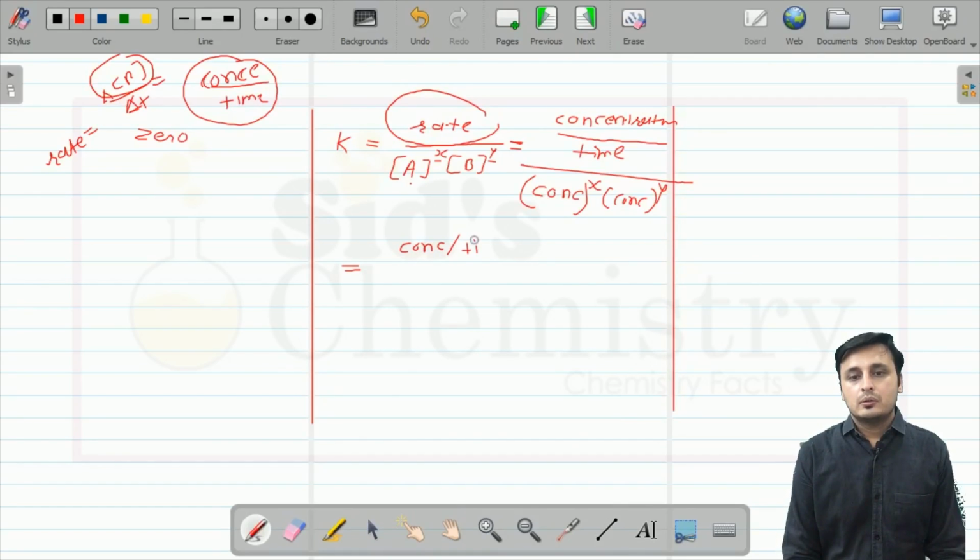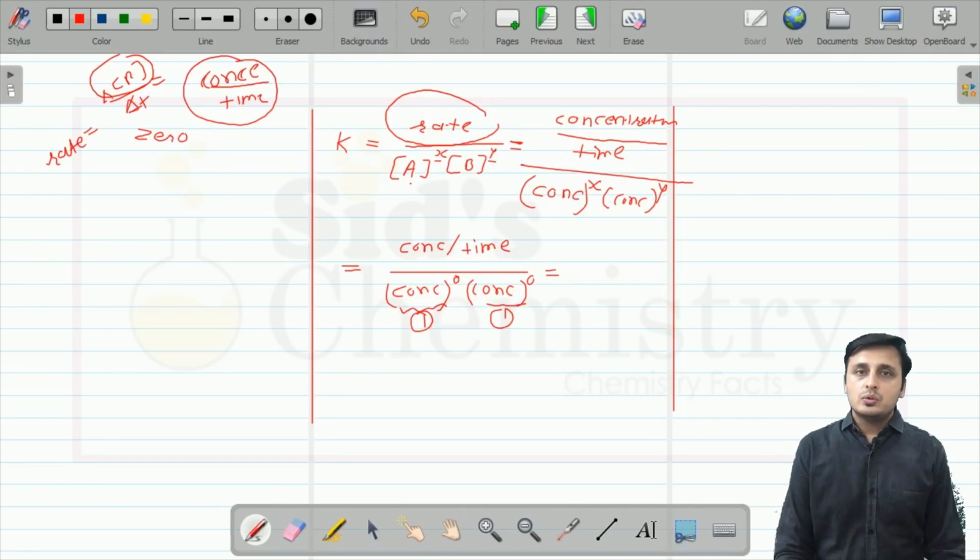Concentration per time upon concentration raised to 0, and again I have to take concentration raised to 0. So automatically this value will become 1, and this value will become 1, because something raised to 0 is equal to 1.